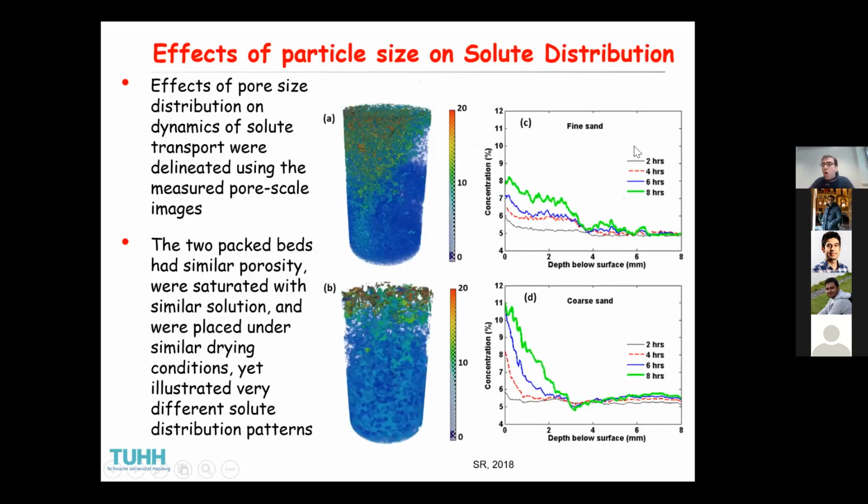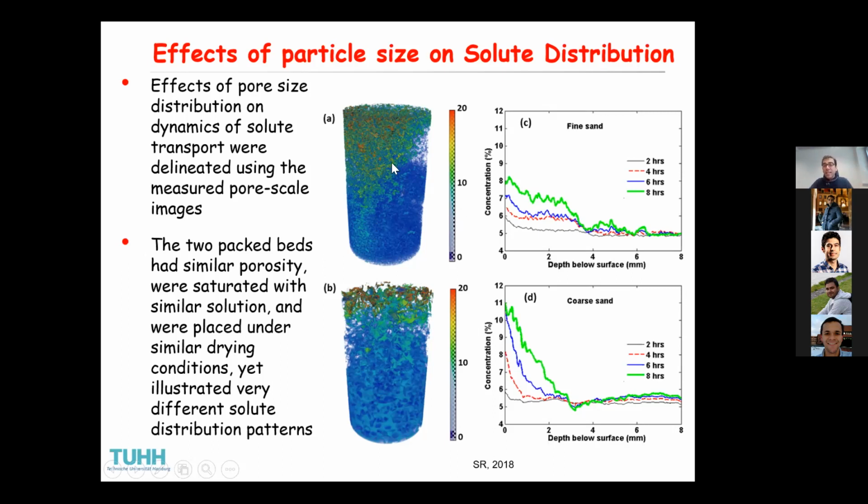So although all of the parameters are the same, except the particle size, or let's better say maybe pore distribution, we see a significant difference in the ion distribution. So what you see here is only the liquid phase, and the color indicates the concentration. Closer to the red, the higher the concentration. This is the fine sand at the top, and this is the coarse sand at the bottom, okay?